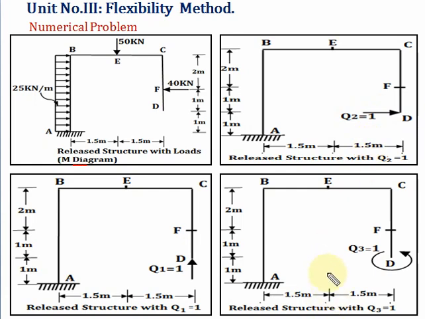And the third unknown is nothing but the moment at D. So in figure number 4, we have released the structure, we have removed all the loads, and at D we have given the unit moment. We apply the unit moment, that is Q3 equal to 1. So in all these 4 figures, we are going to find out the bending moment.